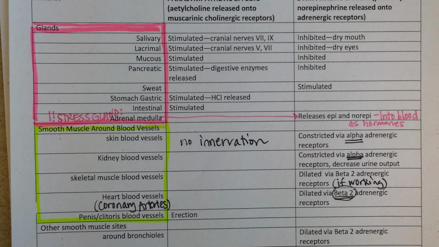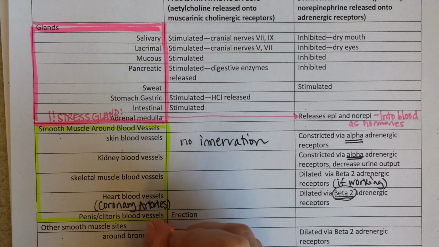For women, this can be really important in that if they are not able to relax enough, then they're not going to be able to even get aroused and then not be able to achieve an orgasm. Okay, then we'll use orange for other smooth muscle sites.